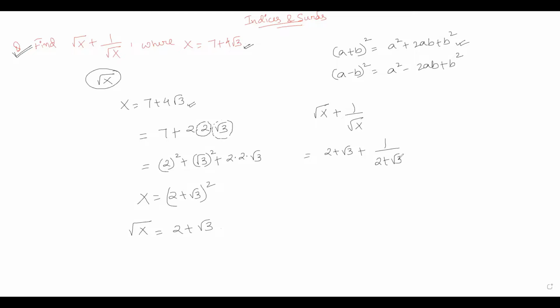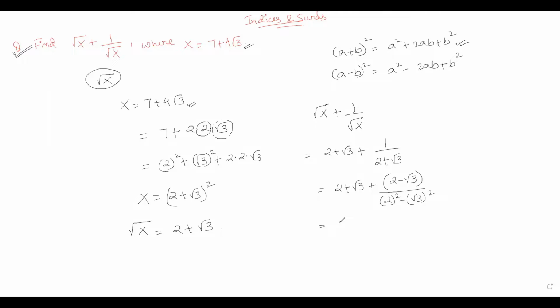2 plus root 3. So here again, we can see an irrational number in the denominator. So we'll be simply rationalizing it. So this would be 2 plus root 3 plus 2 minus root 3. And in the denominator, this would be 2 square minus root 3 whole square.